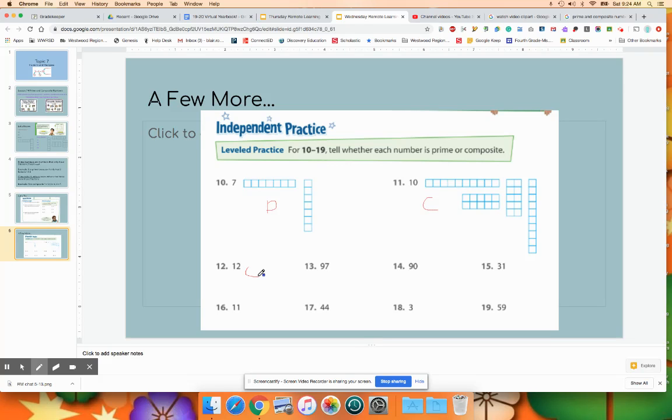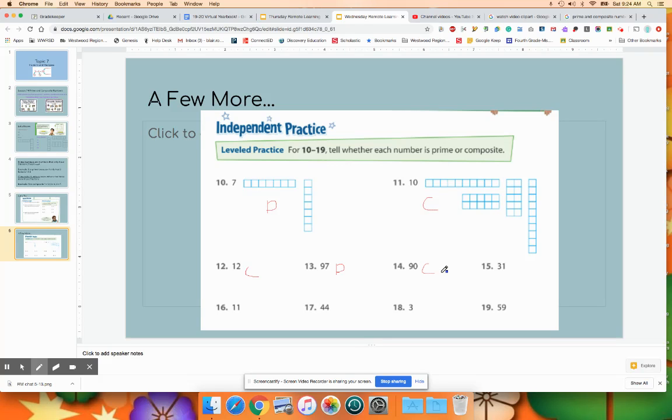97, if I think of skip counting by 3, it's not going to get me there. If I think of skip counting with 4 after 80, 84, 88, 92, 96. Nope. 97 is a prime number. 90 has 10 as a factor, so it's composite.